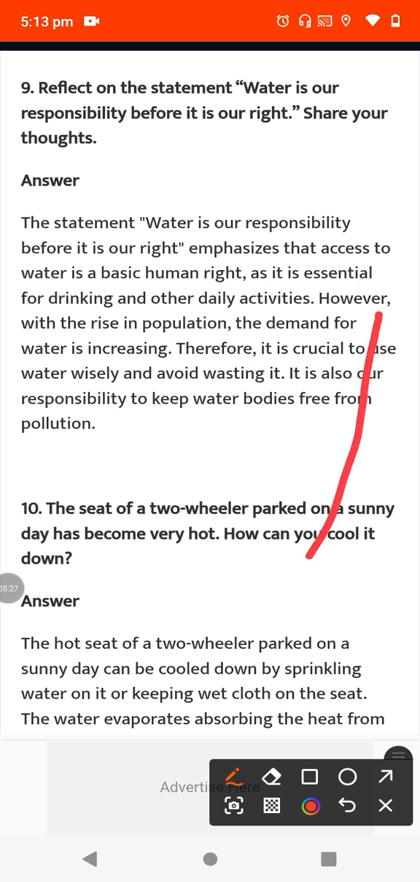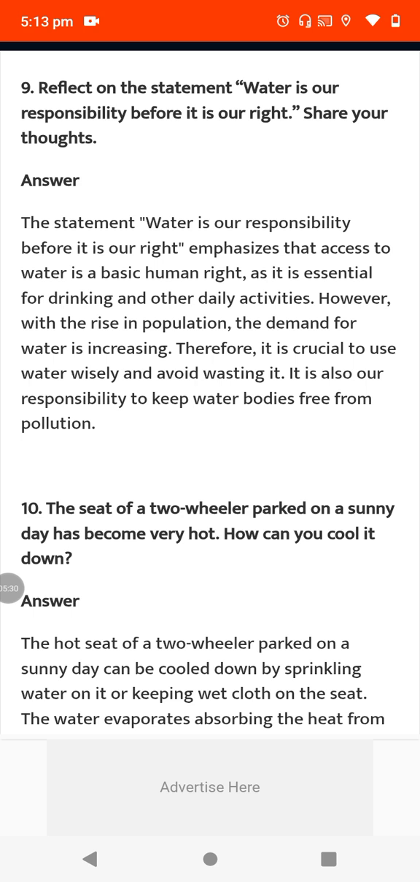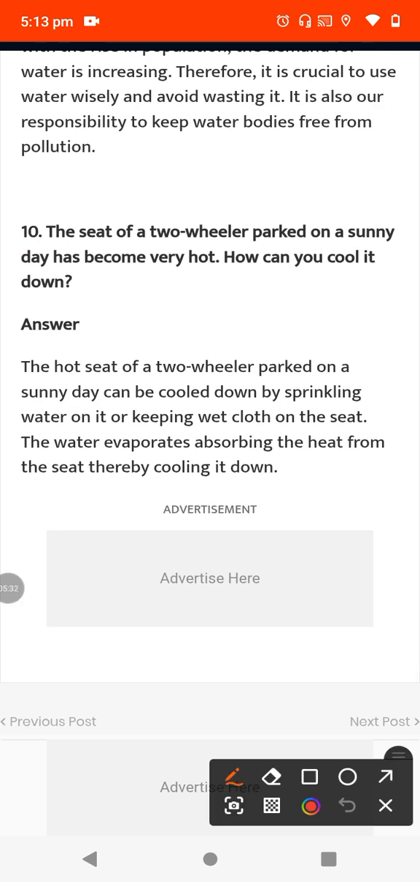The last question is this: the seat of a two wheeler parked on a sunny day has become very hot. How can you cool it down? So, the seat of the two wheeler parked on a sunny day can be cooled down by sprinkling water on it or keeping a wet cloth on the seat. The water evaporates, absorbing the heat from the seat, thereby cooling it down.